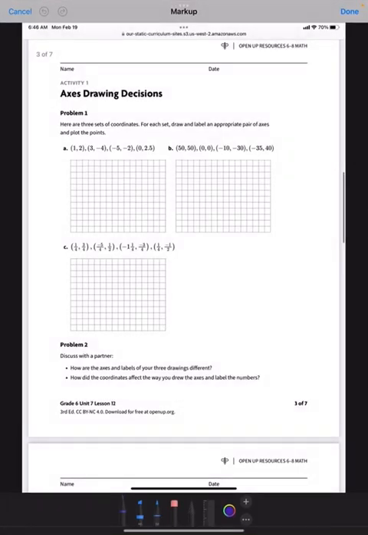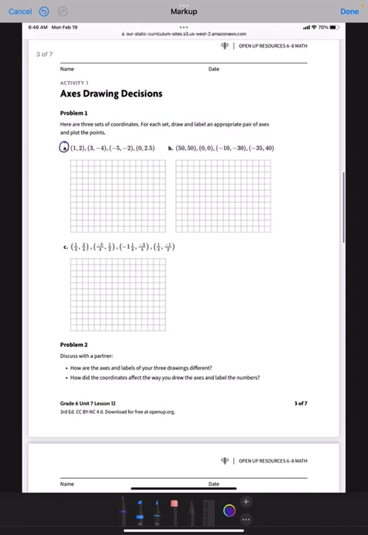Okay, so we are now going to work on activity 1. And it says here are 3 sets of coordinates. For each set, draw and label an appropriate pair of axes and plot the points. Let's start with A. I see that most of them are around 1, 2, 4, 5, close to 0.